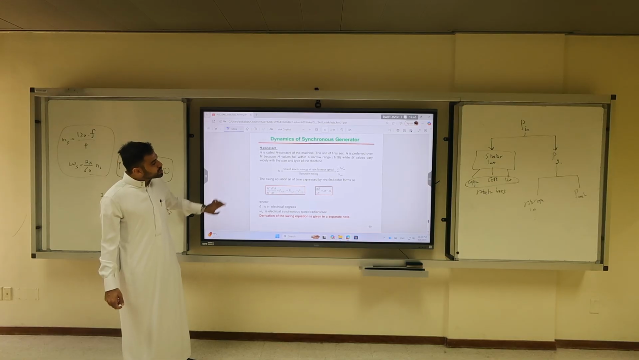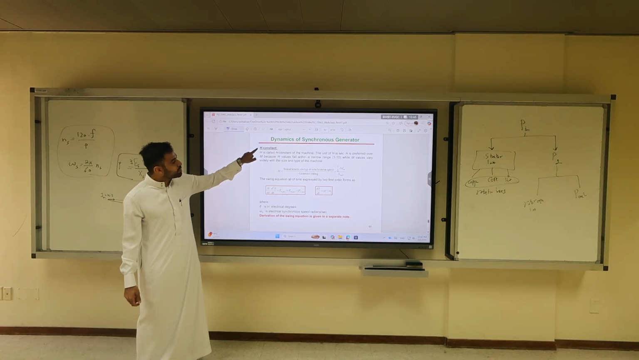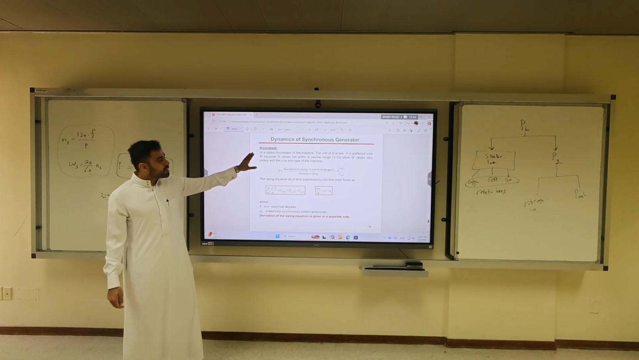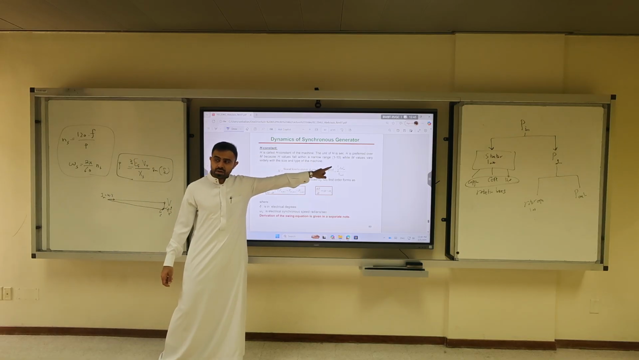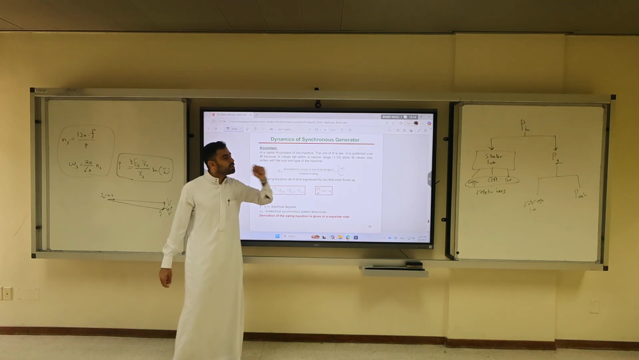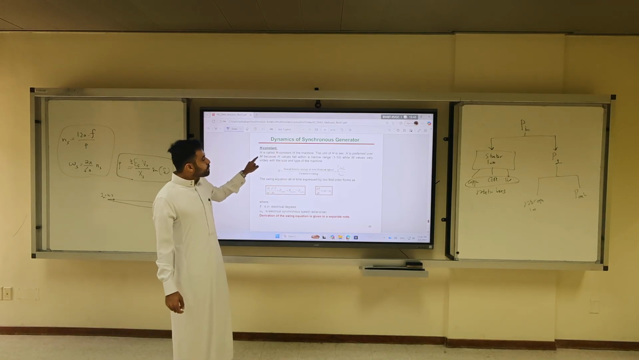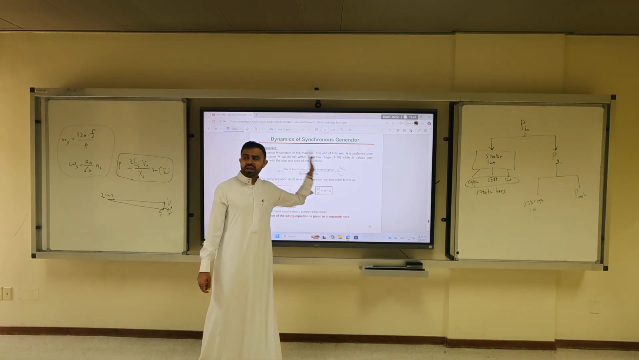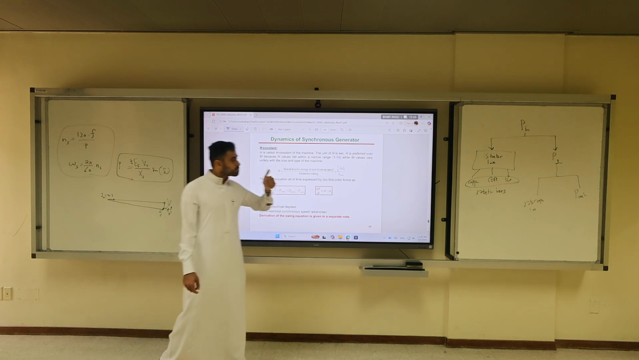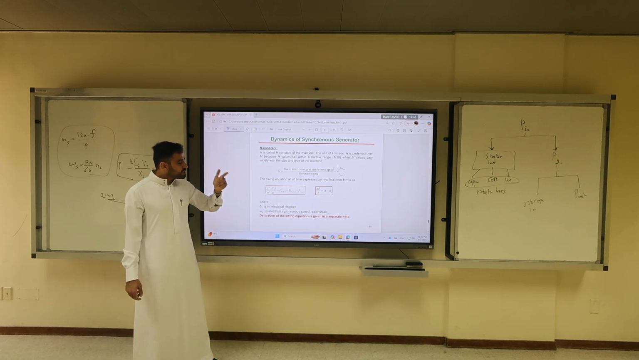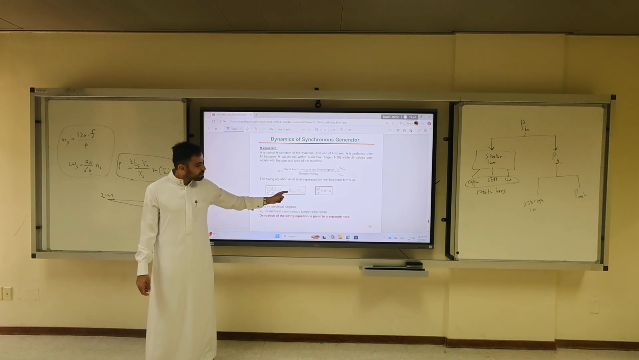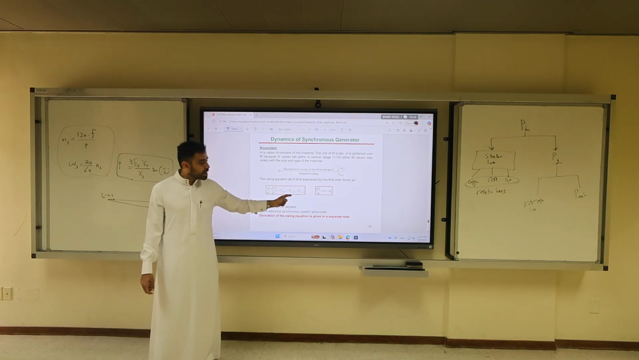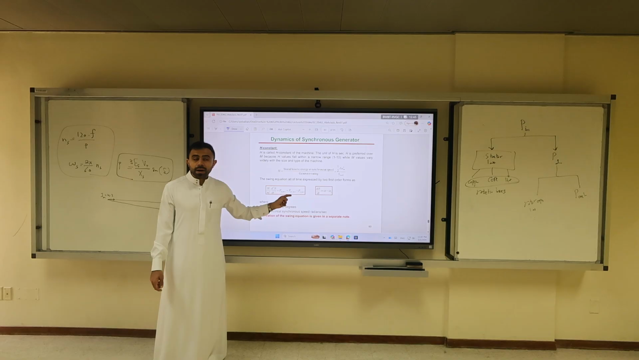Now, what's proposed is that we introduce another quantity called the H constant. Surprisingly, its unit is seconds, so this is a time quantity. It is preferred over M for many reasons. One of them is that typical values are from 1 to 10. And two, instead of calculating the torque difference, I can calculate power. Power is easier to calculate than torque.